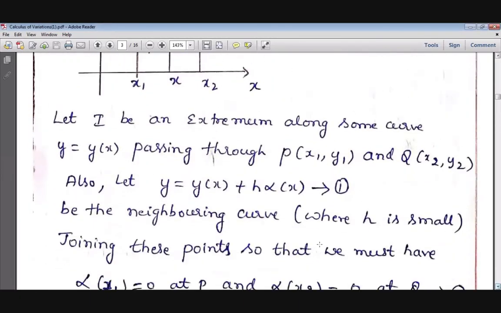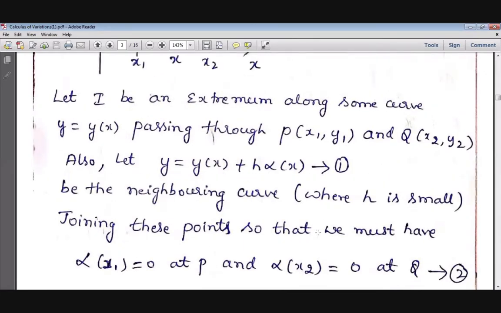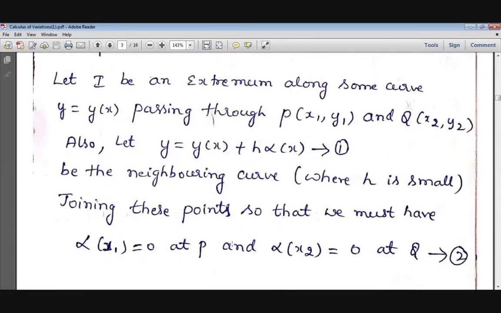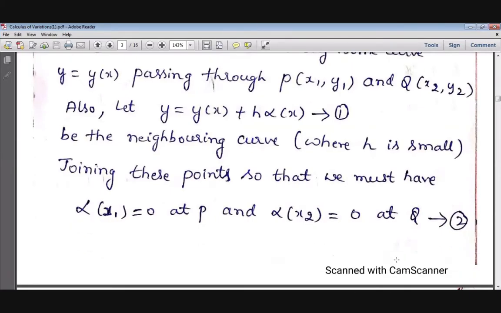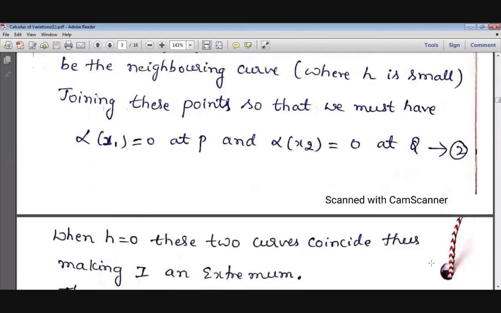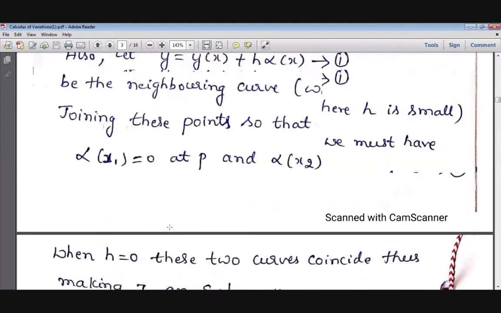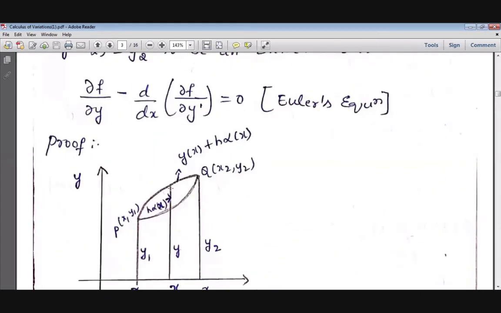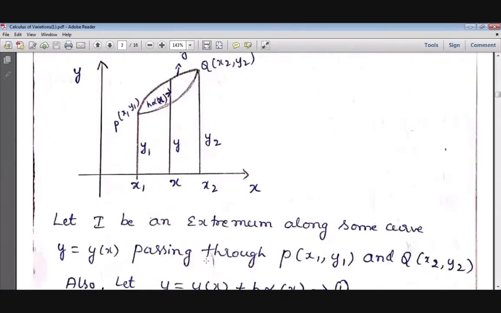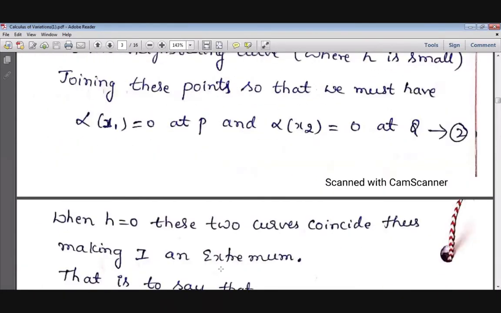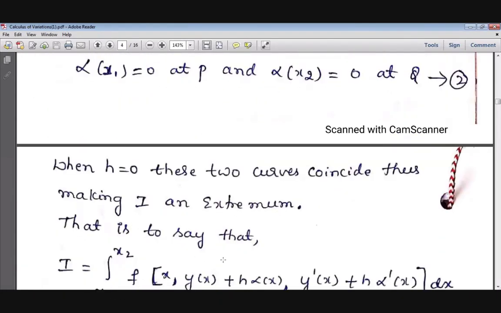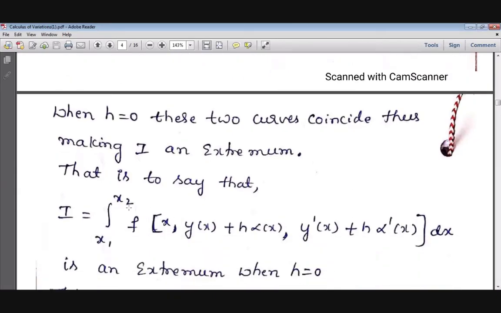Understood, right? Be the neighboring curve joining these two points, alpha of x1 equal to 0 at P, alpha of x2 equal to 0 at Q. This is equation 2. When h equal to 0, these two curves coincide, making I an extremum. So if there is no distance between these two curves, then there is no point of finding the condition because it is extremum only. That is to say that I equals the integral from x1 to x2 of f of x, y, y dash.